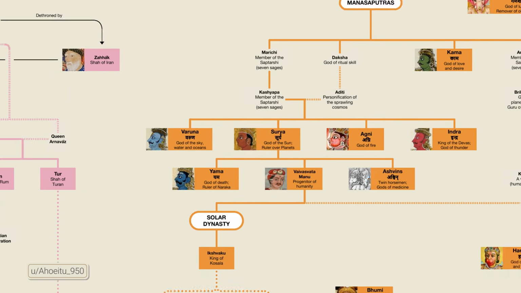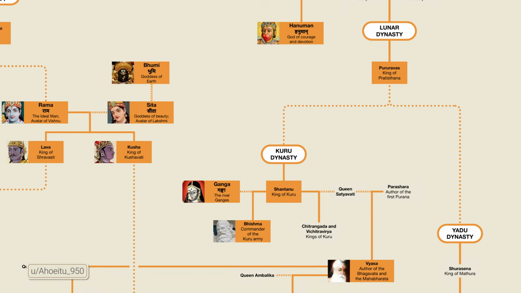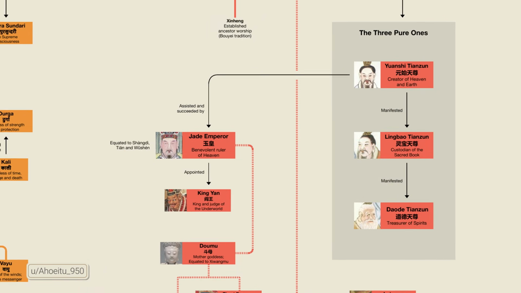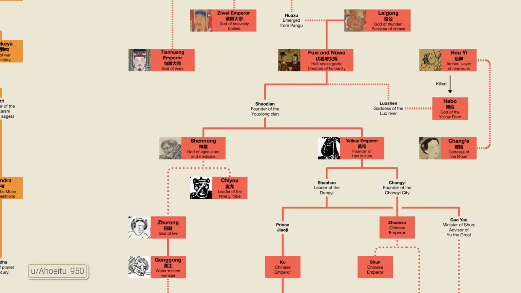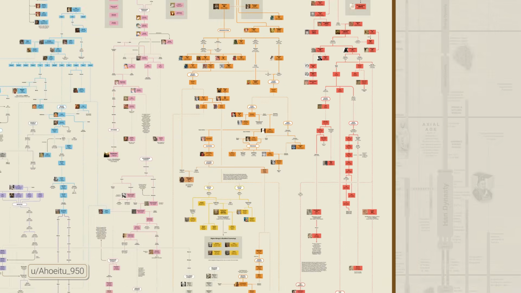Also shown on the chart are the main Hindu gods, and how they connect to the lunar and solar dynasties, as well as the main Chinese gods, and how they connect to the various dynasties of China. So yeah, the comprehensiveness is astounding.